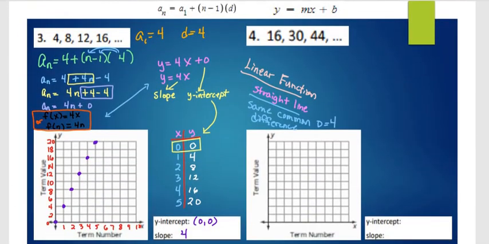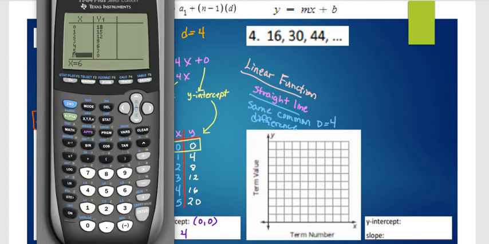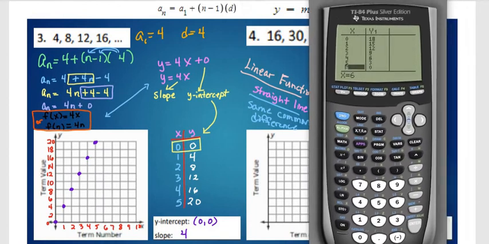This time you're going to have to write it in explicit form or explicit rule. So when using the explicit formula, I'm going to very quickly use my calculator, and I'm going to come up with my common difference.